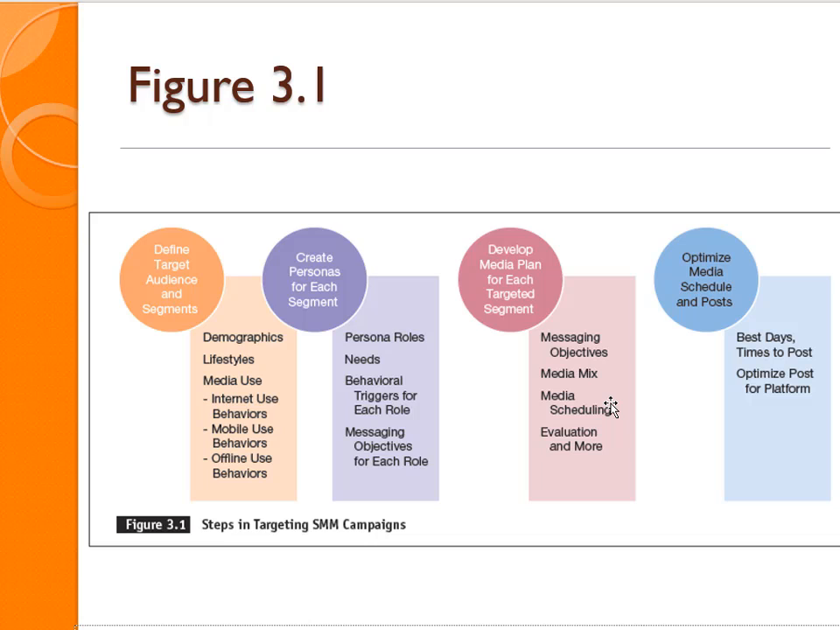Then we have to evaluate that. Is it working? Are we using the right times of day? Are we using the right social media app? From that information, we will modify our campaign. We'll optimize the media that we're using. And what we mean by optimizing is we'll look at those. What are the best days? The different times to post, and then what platform are we going to use? So these are some of the things that you need to think about when you're targeting your audience.